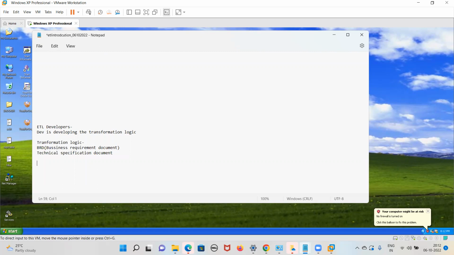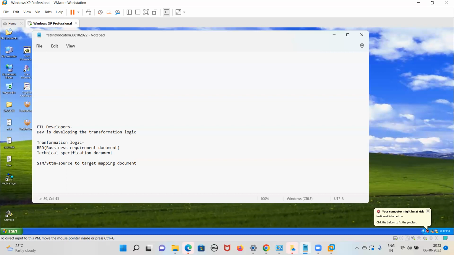And above all, the most important document is, what is that? STM, also called STTM. That is the source to target mapping document. Okay. So BRD and technical specification document are the requirement documents. Generally, they will give either one, either BRD or technical specification document. They contain the transformation logics and the table level information, that is, which tables are there and which table is getting loaded to which table.